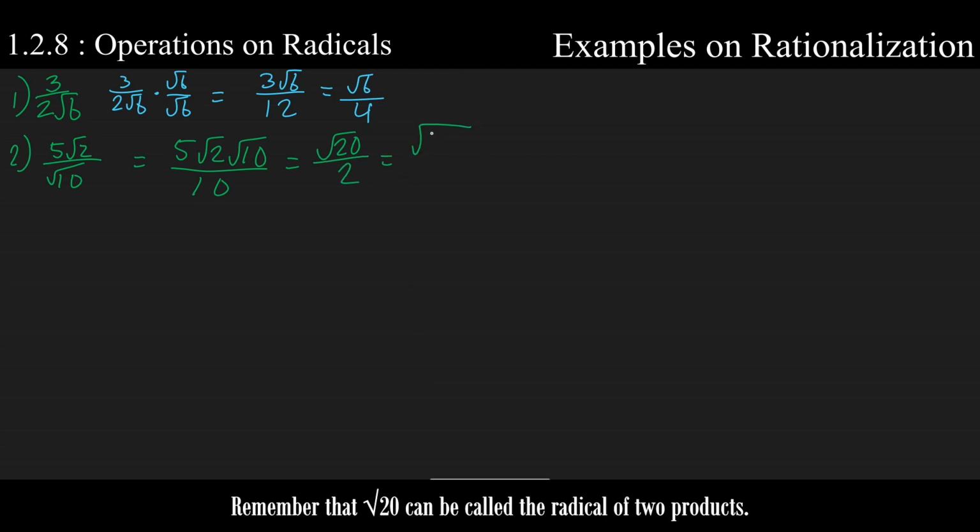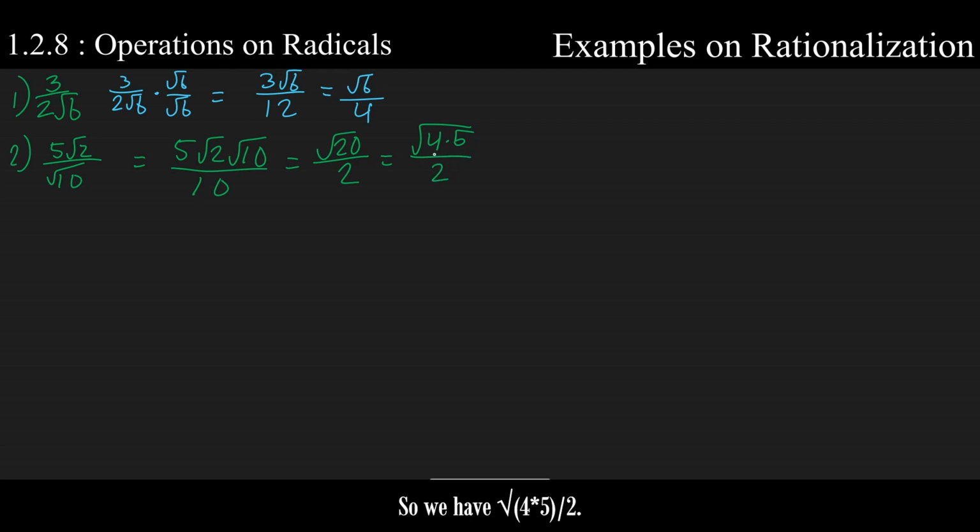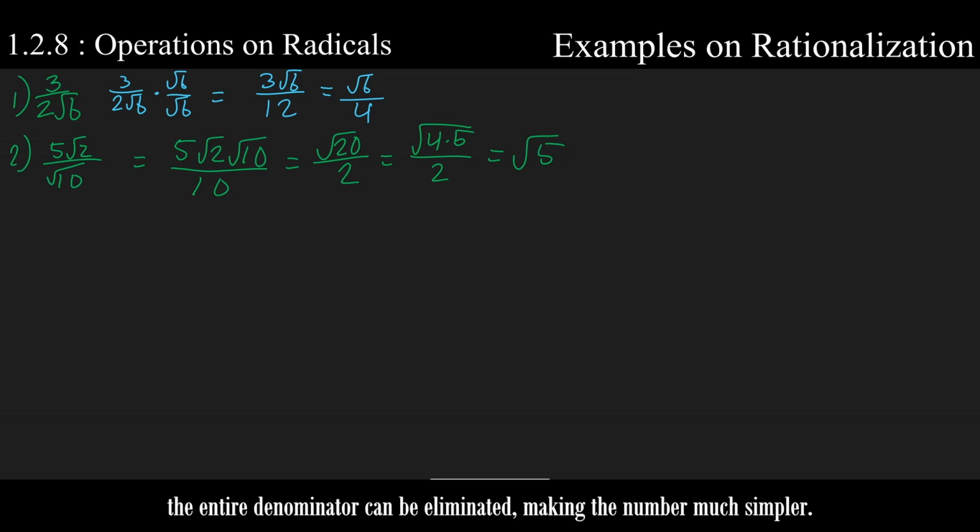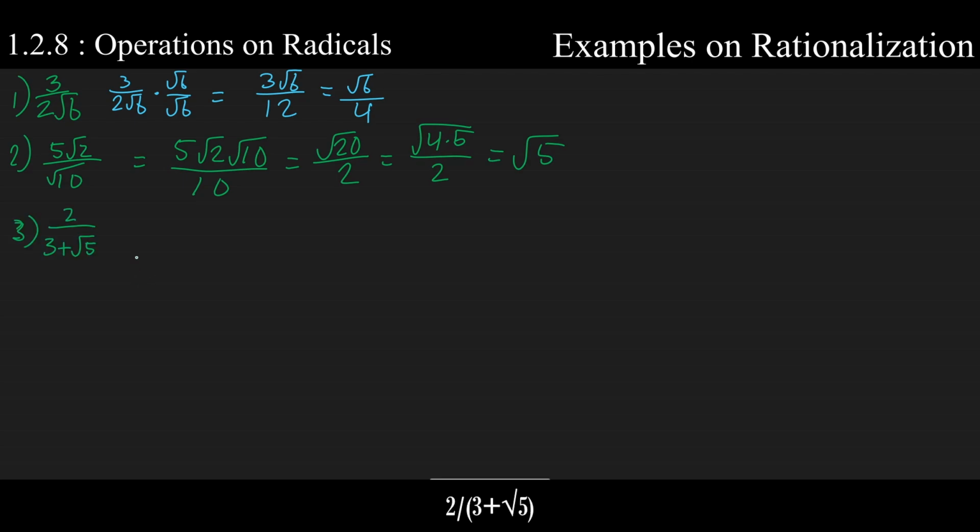Remember that the square root of 20 can be called the radical of two products. So we have the square root of 4 times 5 over 2. The square root of 4 is 2. The 2 and the 2 will cancel out, leaving us with the square root of 5. This example showed that sometimes the entire denominator can be eliminated, making the number much simpler. Number 3, 2 divided by 3 plus the square root of 5.